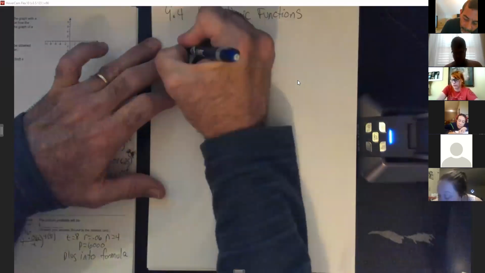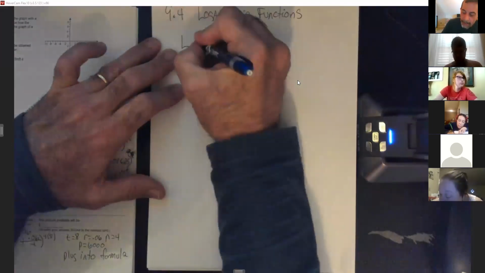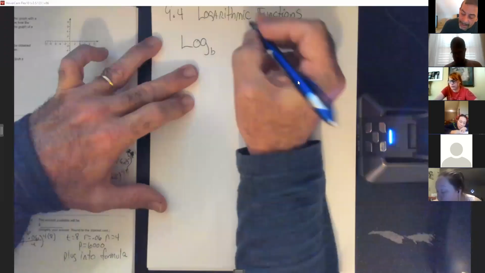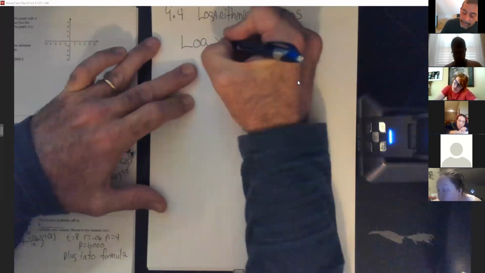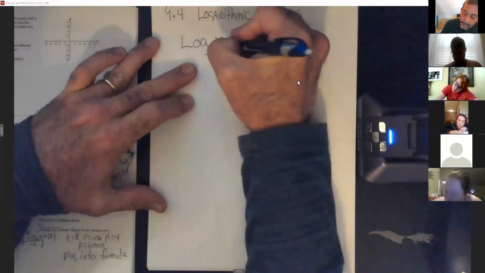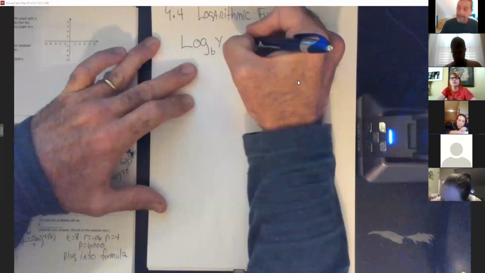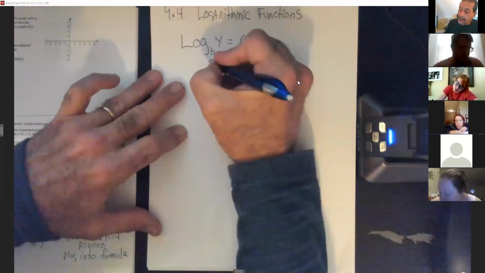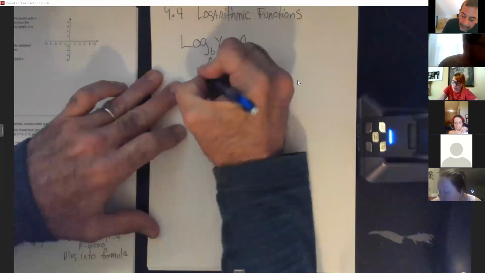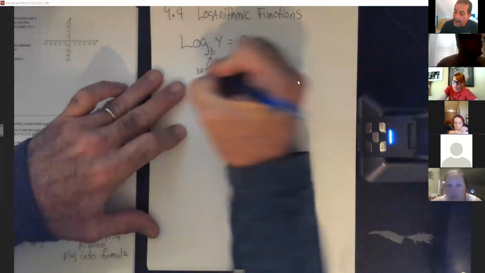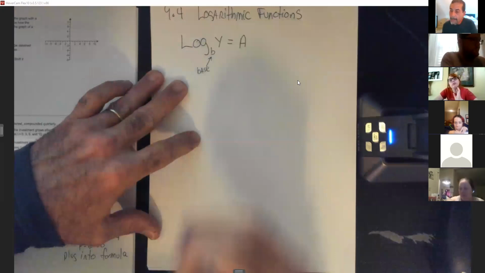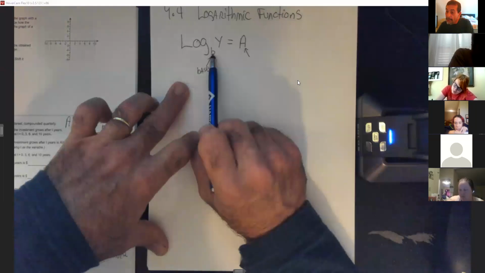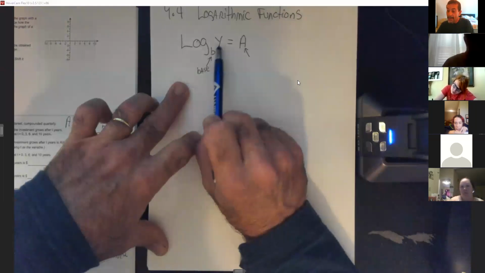So let me draw what a log looks like. A logarithm has a base, and then it has the result, and that's going to equal A. The B is what we call the base of the logarithm. The B is like a subscript, and then the Y is in line with it.